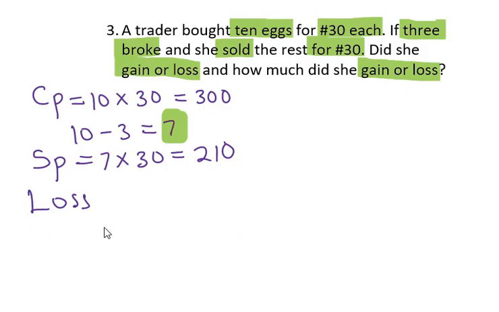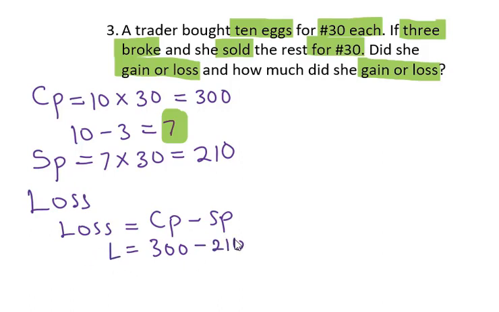So if you want to know the amount she lost or gained, now we can only solve for loss because it's a loss. So loss is cost price minus selling price. So from here, let's go. What is cost price? We said it's 300. So 300 minus 210, and L is equal to 90. So she lost 90 naira from this business. So that's it. It's a loss.